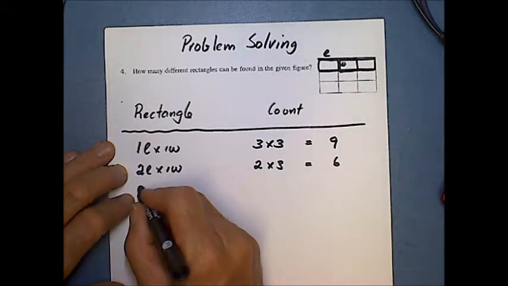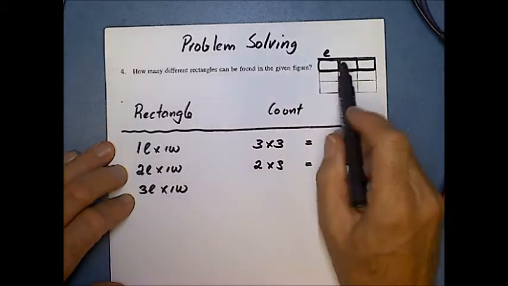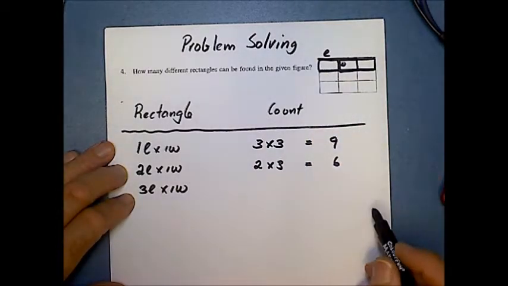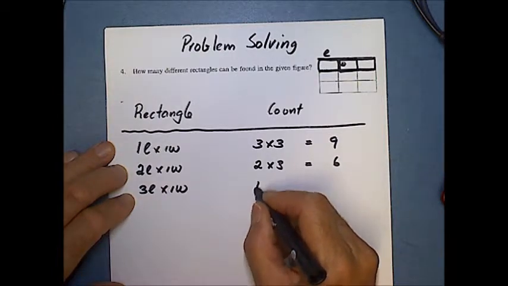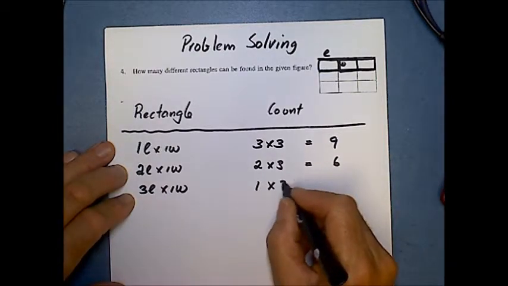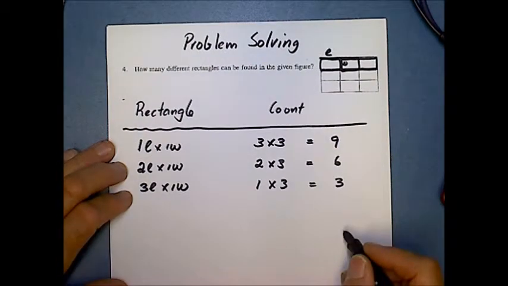Now if we go to a rectangle which is 3 lengths by 1 width, that will take up the whole of the first row. So there are going to be 1 in each row. There are 3 rows, so altogether that will make 3 rectangles.